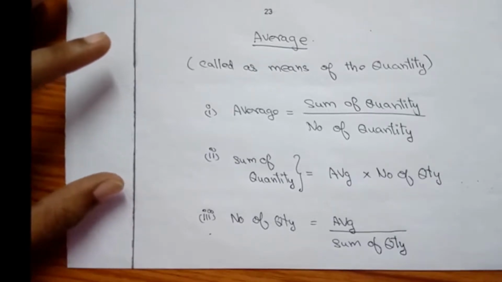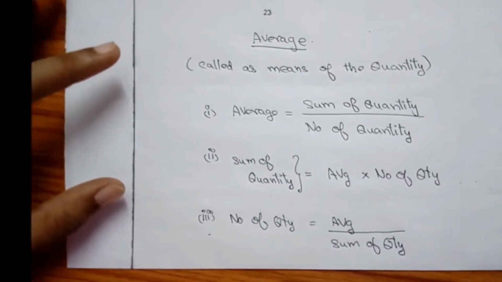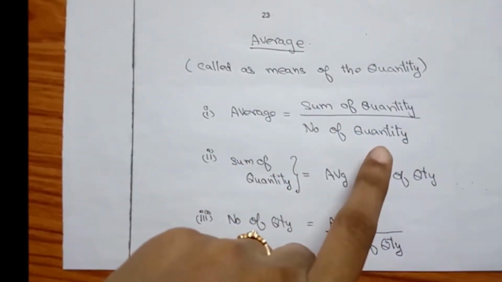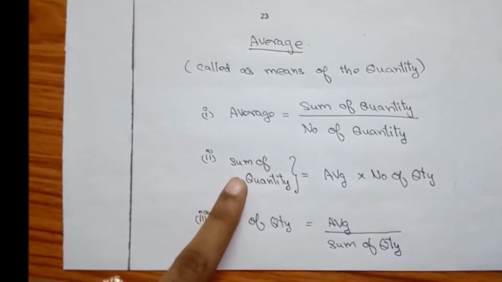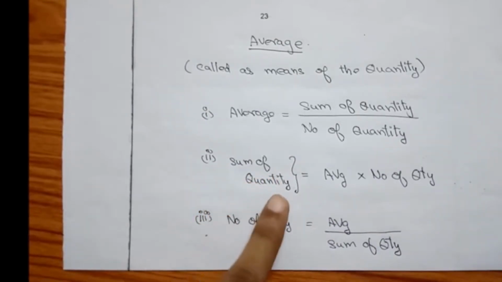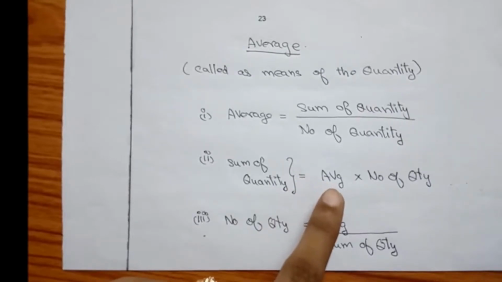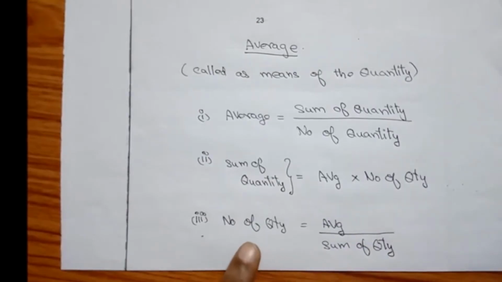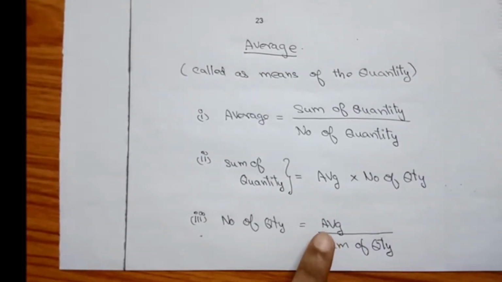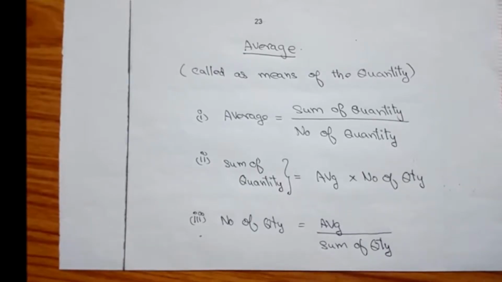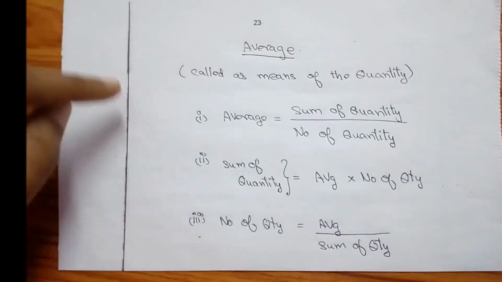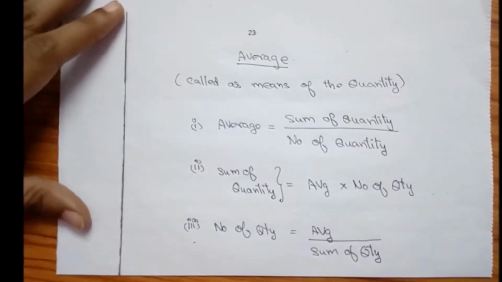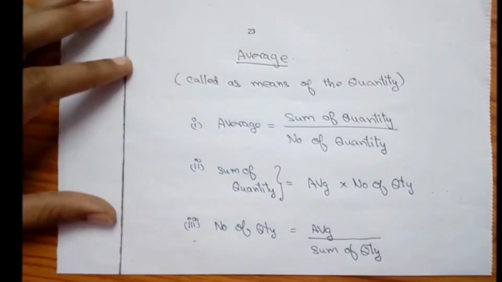See, average is the mean of quantity. To find average, the sum of quantity divided by number of quantity is the formula. For the second, to find the sum of quantity, I multiply average with number of quantity, and for number of quantity I have the formula sum of quantity by average. Just memorize any one of them and then you can rearrange it for the other terms. Now let's move on with the problems and I will show you how these formulas are applied on them.